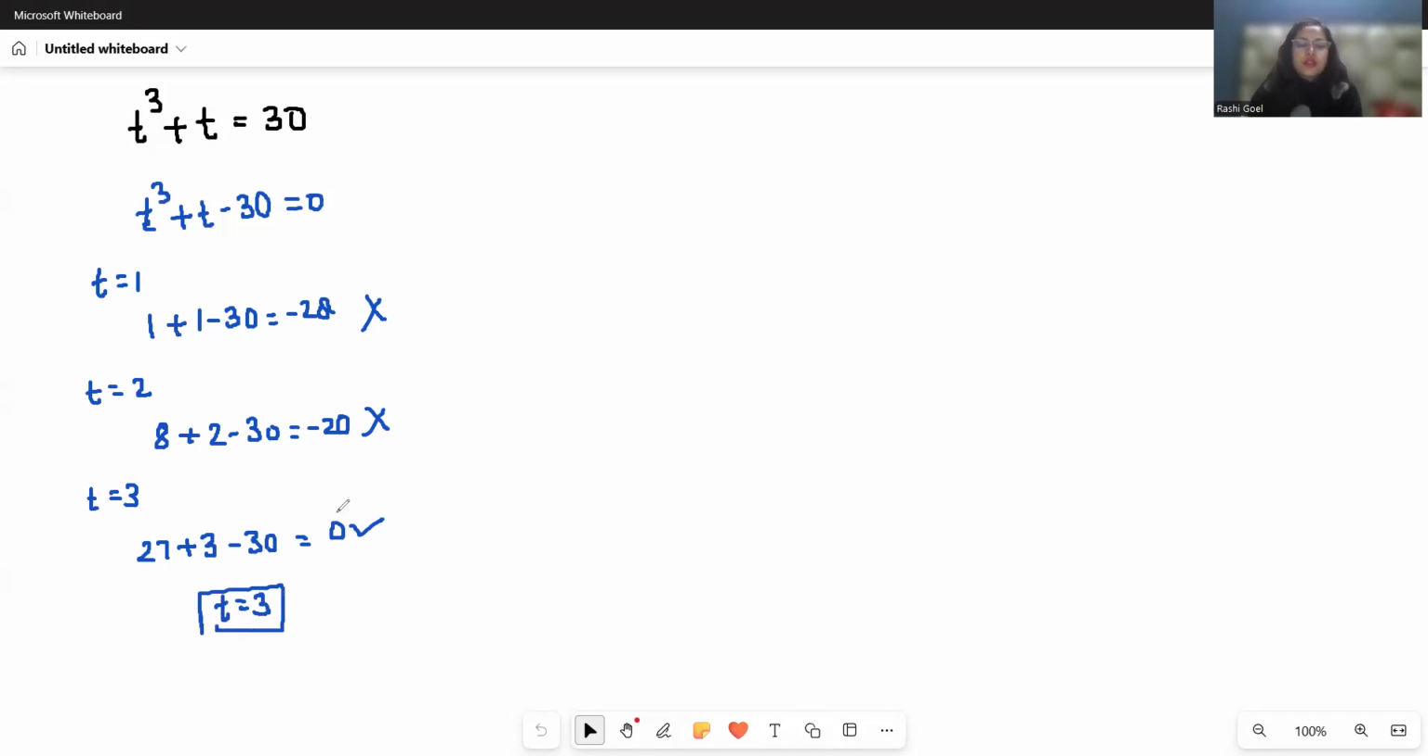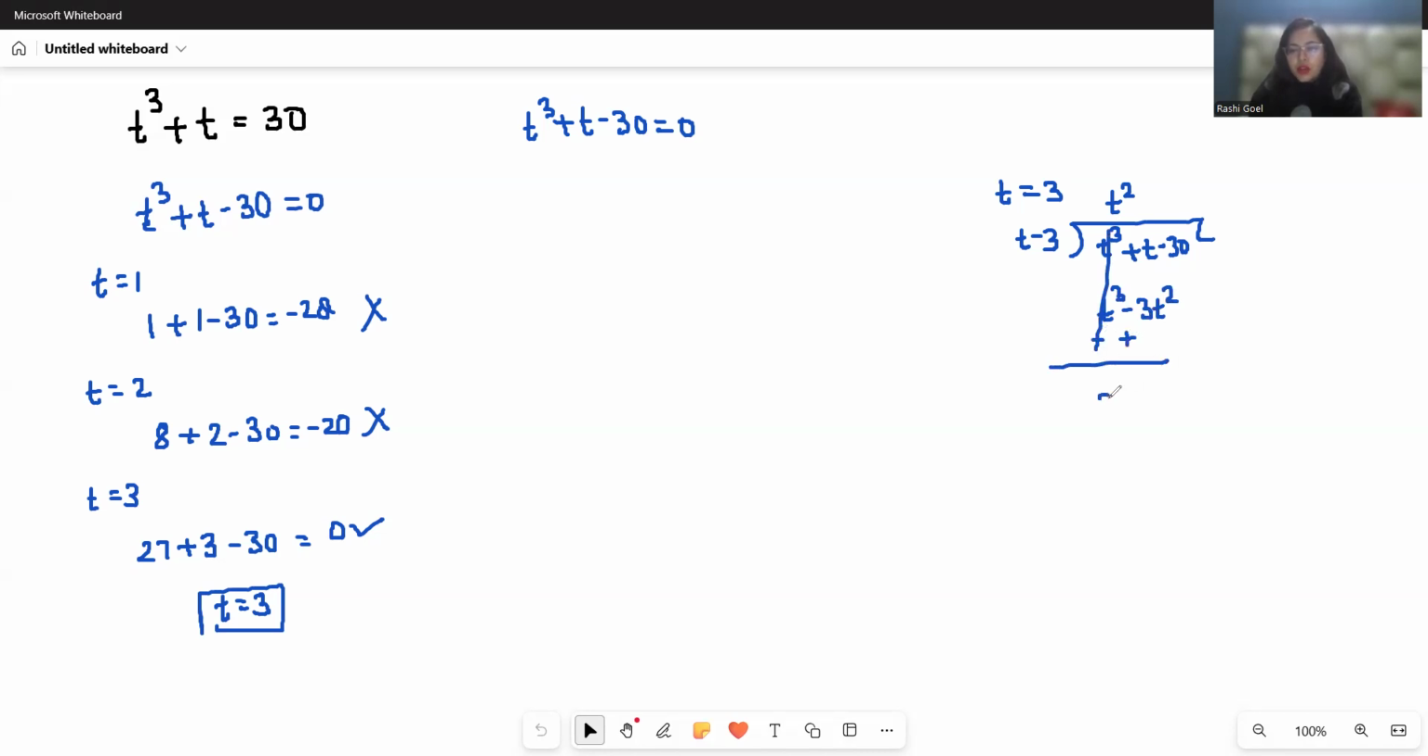Since t equals 3 is a root, now let's factor t cube plus t minus 30 equals 0. When we divide by t minus 3, we divide t cube plus t minus 30, so t square. This gives us t cube minus 3t square. Change the sign. So it gives us 3t square plus t. Now plus 3t gives 3t square minus 9t.